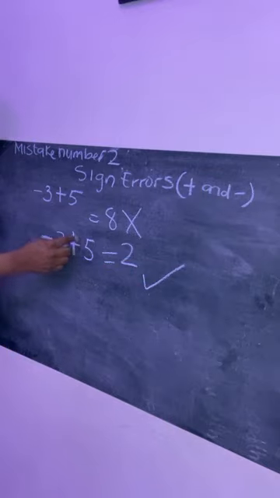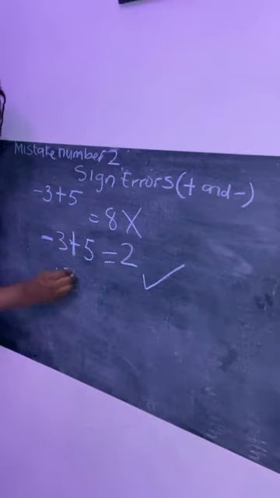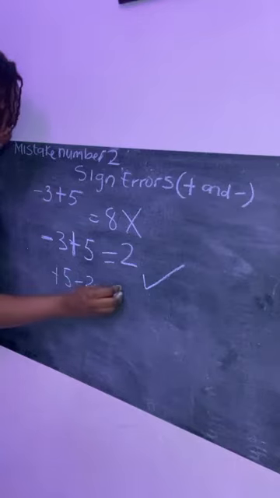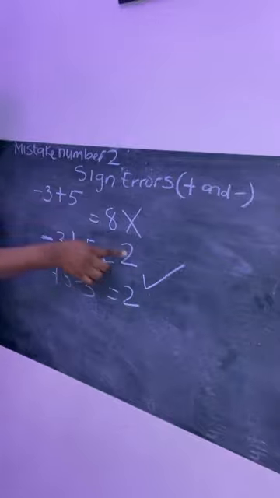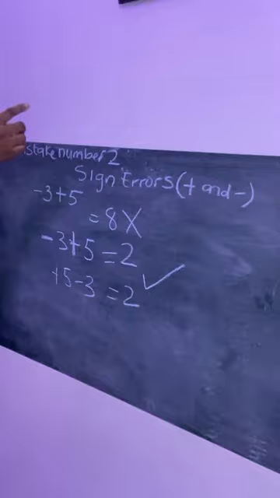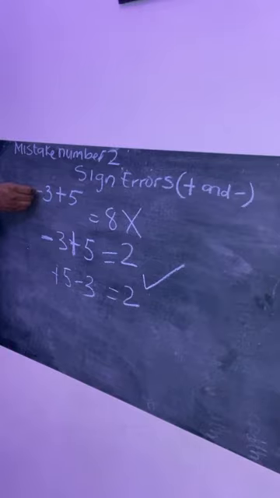You can rearrange by saying plus 5 minus 3. That is 5 minus 3. That will still give you 2. So the correct answer here is 2, not 8. And this is one of the major mistakes mathematics students make. Forgetting their signs, ignoring their signs.